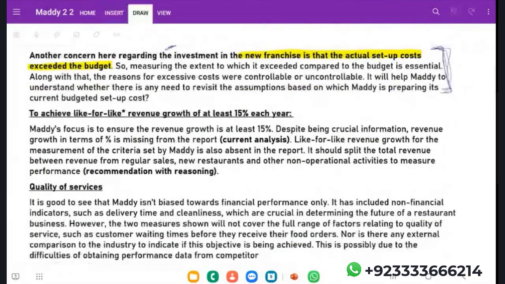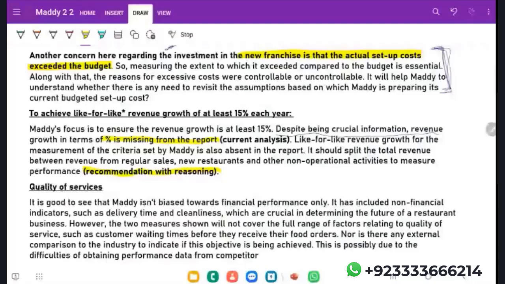Our focus is to ensure that revenue growth is at least 15%, despite this being crucial information. Revenue growth in terms of percentage is missing from the report. So this is our current analysis. Like-for-like revenue growth for the measurement criteria set by MIDES is also absent from the report. It should split total revenue from the sale of new restaurants and non-operational activities.